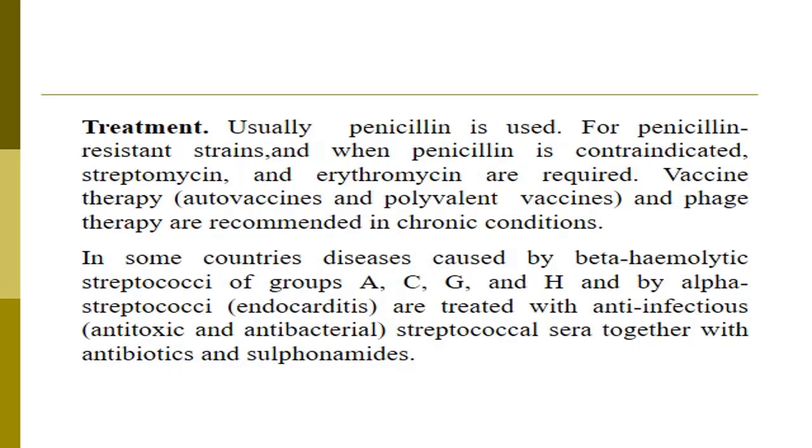In some countries, infections caused by beta-hemolytic streptococci of groups A, C, G, and H, and by alpha streptococci in case of endocarditis, especially subacute bacterial endocarditis, which is very, very important in Iraq, are treated with anti-infectious, antitoxic, and antibacterial streptococcal sera together with antibiotics and sulfonamides.